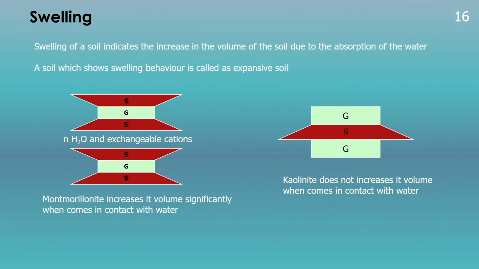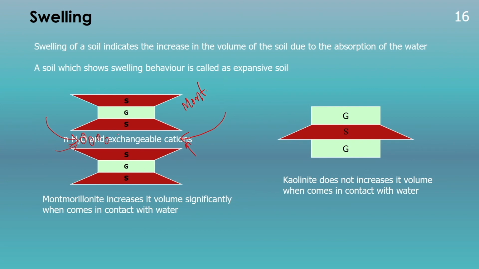Next, I will compare the swelling behavior of the soil. Swelling, we know, is the tendency of a soil to expand in its volume. This expansion takes place because of the movement of water into the interlayer of the clay minerals. Here you can see a montmorillonite mineral which has different exchangeable cations, and because of this concentration gradient, the water can go inside this interlayer. Therefore, there will be swelling.